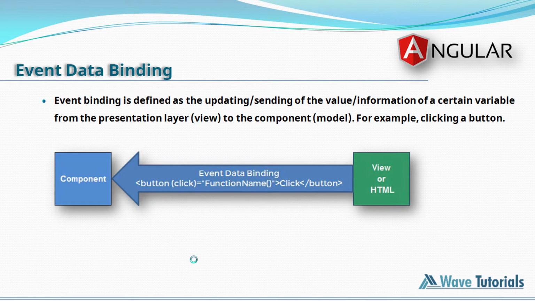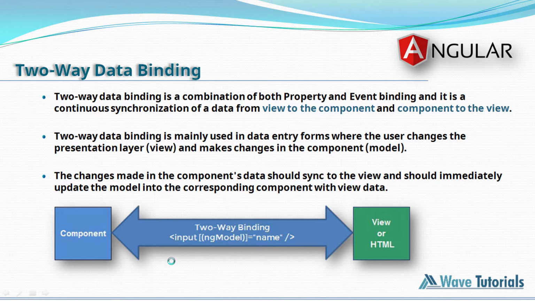The next one is event data binding. Event data binding is different from the previous interpolation and property binding. Here the data flows from HTML to component. Event data binding is defined as updating or sending the value of a certain variable from the presentation layer to the component. So here you can see that we have a button which executes a click function, and that function is written in the component, and the data is sent from HTML to component.